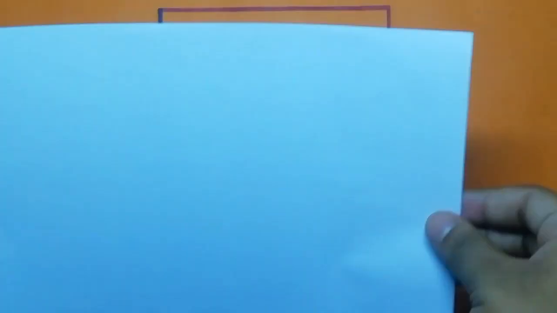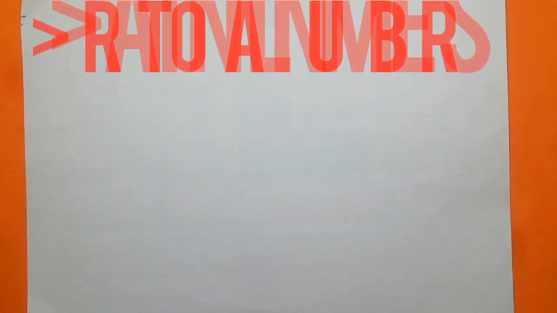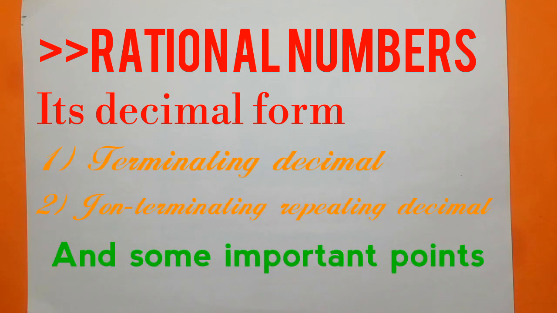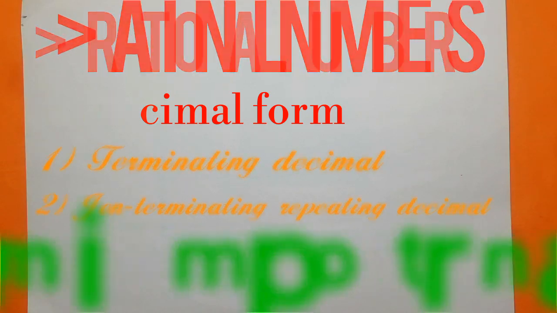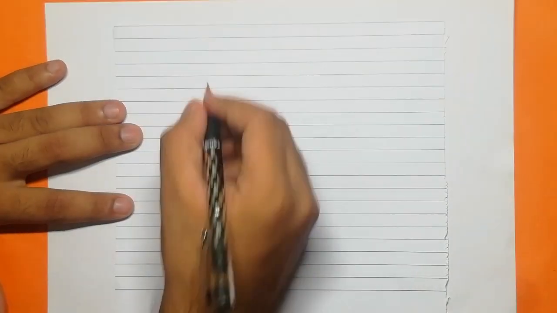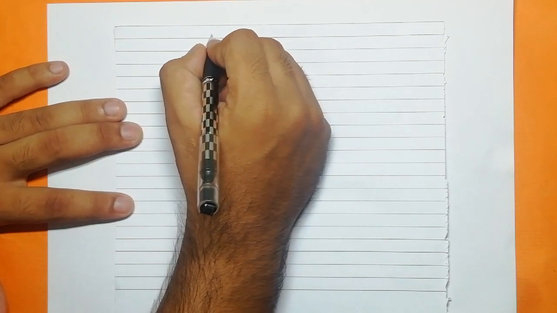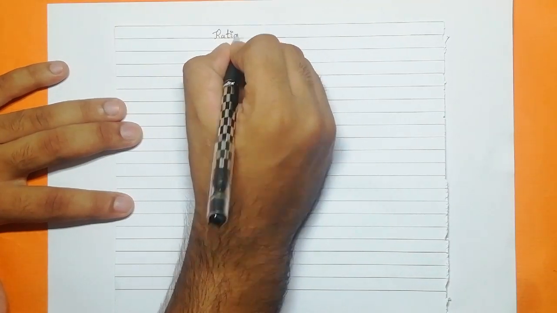In this video, I am going to explain about rational numbers, its decimal forms, terminating decimal, non-terminating repeating decimal and some important points. Now let us move into the topic: rational numbers.